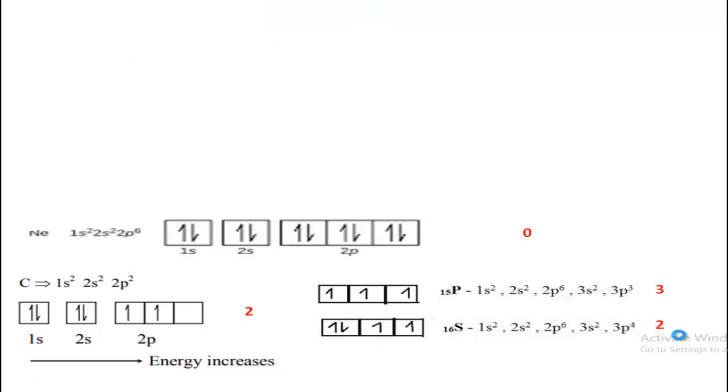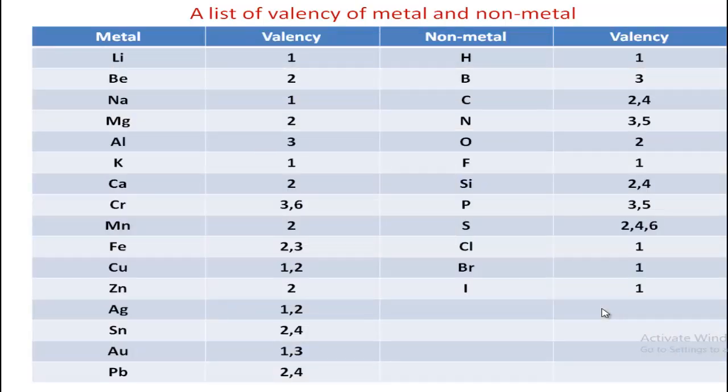Now I will give a chart of valency of different metals and non-metals, and you have to memorize this chart perfectly. You can determine metals and non-metals, but you have to also memorize this valency properly, otherwise you will not write the formula correctly. Now my dear students, follow the list.